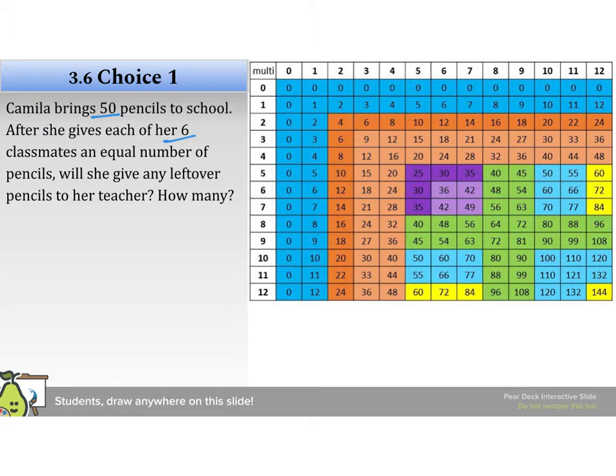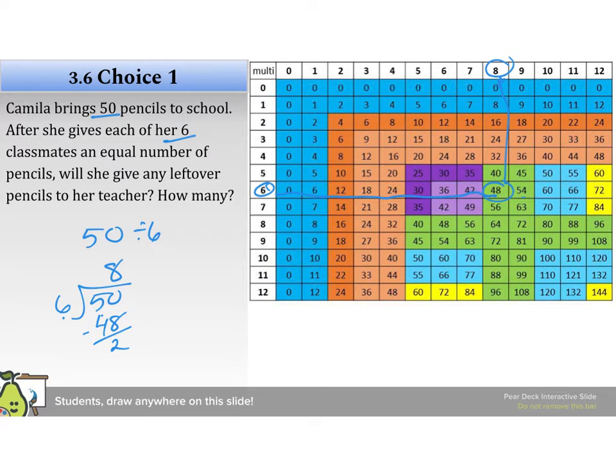How many? So we have 50 divided by 6. Either way, you have to figure out how many times 6 goes into 50. You can look at the chart and get close. There's 48. 54 is too big, so 48 would be as close as we can get. That would be 8. So 8 times 6 is 48.